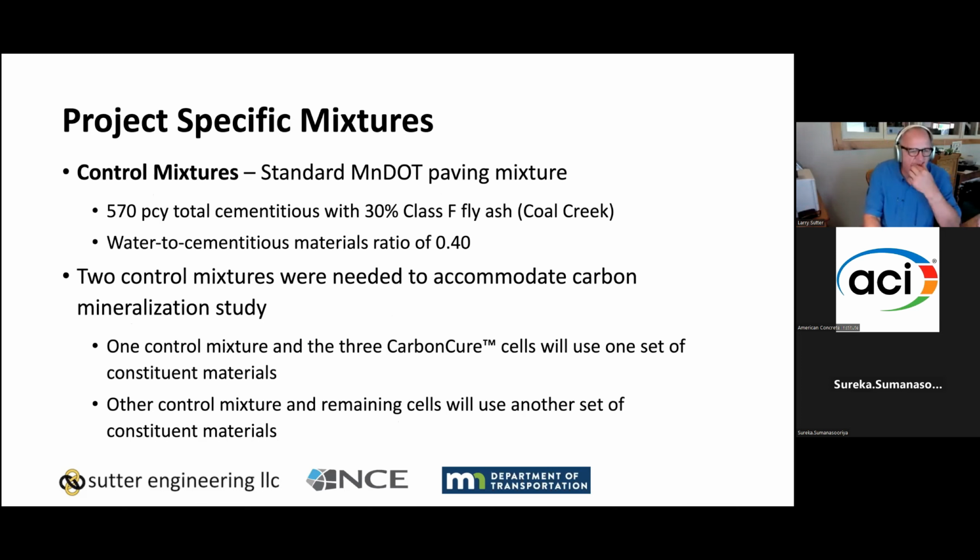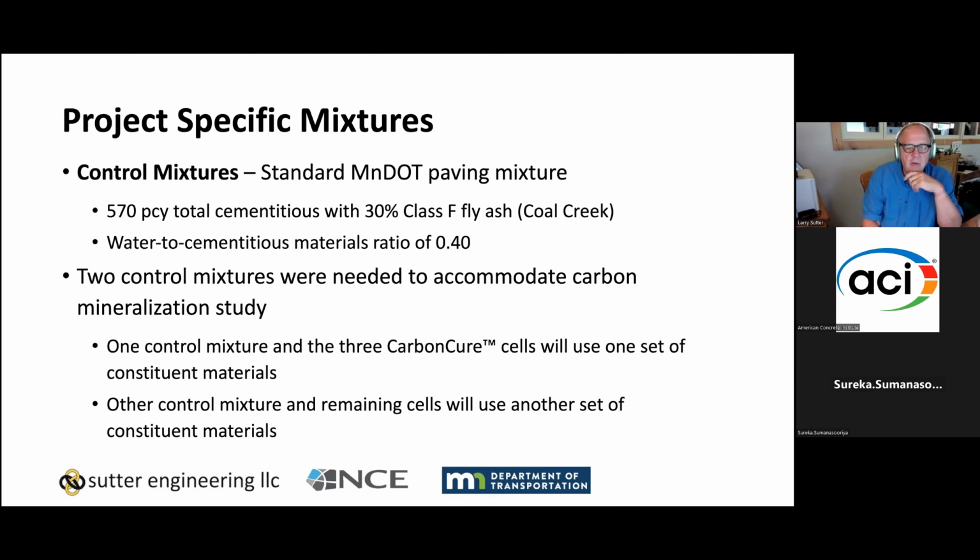So the control mixture was a standard Minnesota DOT paving mixture, 570 pounds per cubic yard, 30% Class F ash. Typically Coal Creek is what they use, so that's what we use in these mixtures. A water to cementitious ratio of 0.4 was specified for the control mix. There was no water to cement ratio specified for the other mixes.